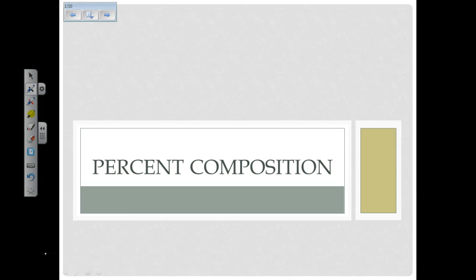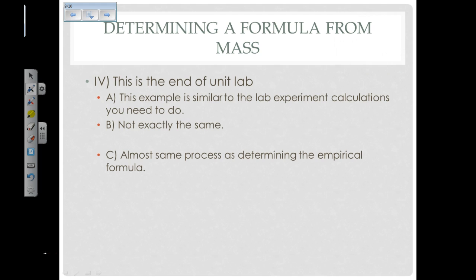Hey everybody, wanted to spend a little more time talking about percent composition and specifically addressing what's going to be on the end of unit lab, where you're going to try to determine the empirical formula of a compound based on mass data. So spend a little bit of time looking at this. And if you don't, you don't, but I think the example that I'm going to give is going to be very similar to what you're doing in the lab, so to refer back to this, at least while you're doing the calculations, may help.